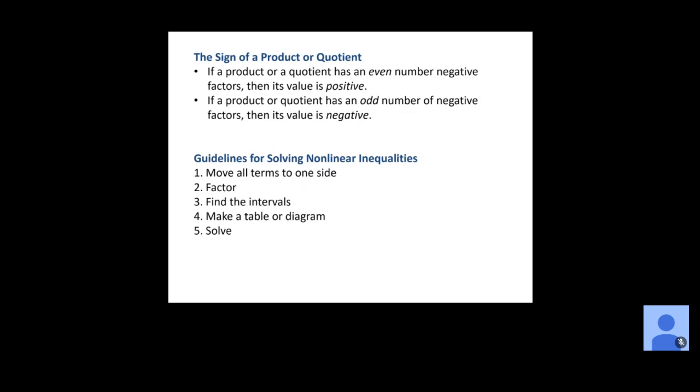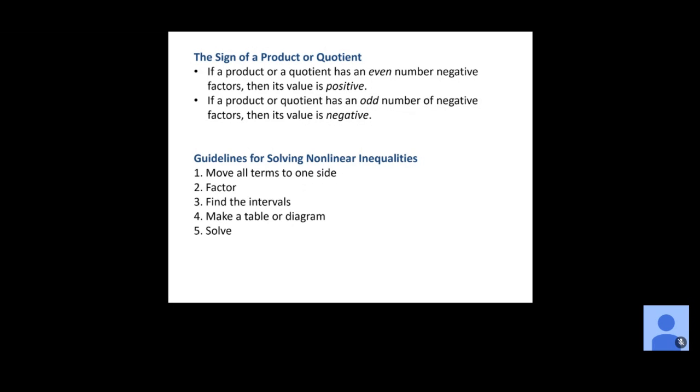Okay, now our guidelines for solving nonlinear inequalities would be to move all terms to one side. So if you think back to quadratics and how we solve those equations, similar here, right? We're trying to move everything to one side first. Then we're going to look for factors. Okay, so we're going to see if there's any way we can factor. Once we have our factors, then we're going to use those factors to determine our intervals. Okay, and I'll show you what I mean by that when we get to the example.